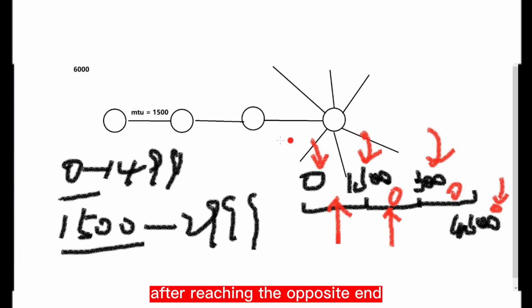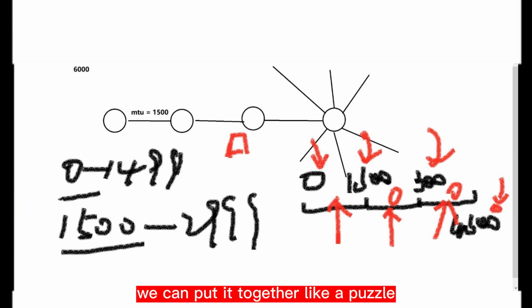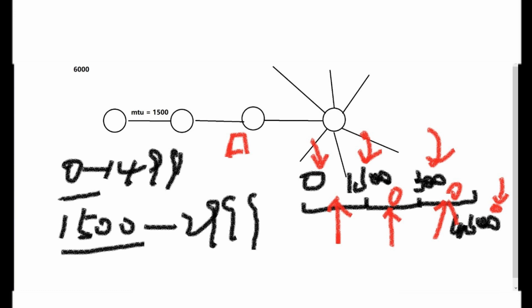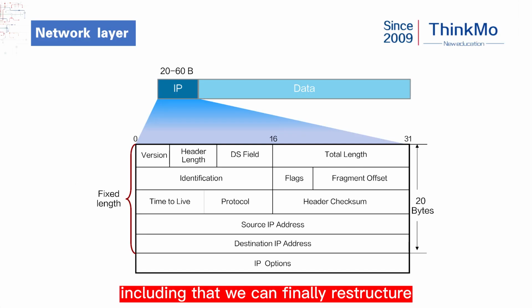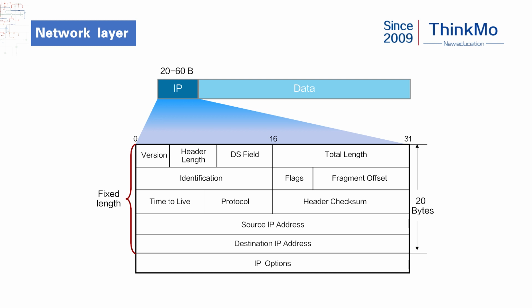After reaching the opposite end, since we have just discovered what kind of data is finally received, we know when to start restructuring. After receiving the last message, we can put it together like a puzzle. So this is a shard of our 3-layer. Including that, we can finally restructure. A mechanism for messages. Alright, that is our layer. I'll go on.